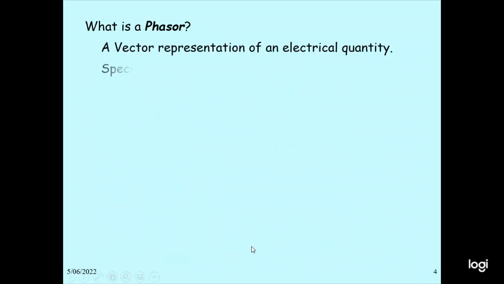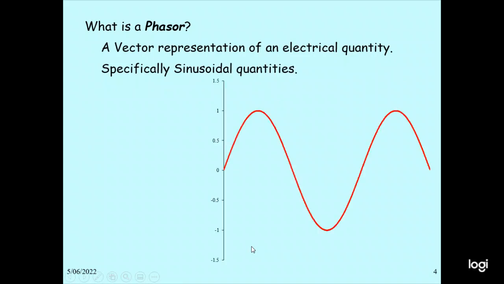What is a phasor? The phasor is the representation of an electrical quantity, the sinusoidal quantity. This will be the waveform here. This is a waveform.